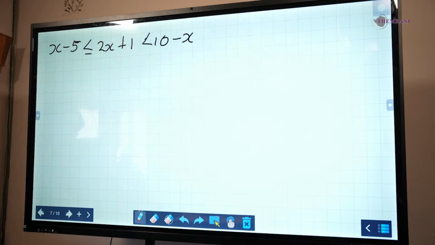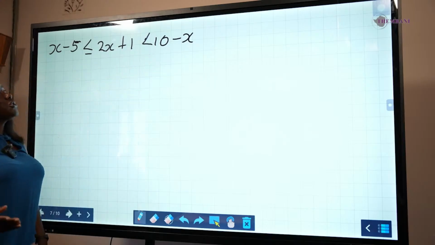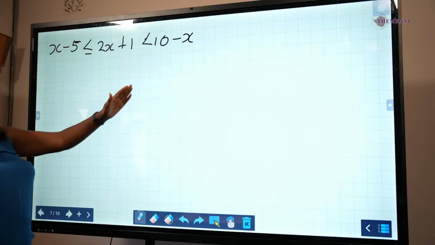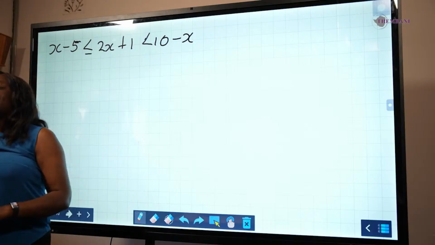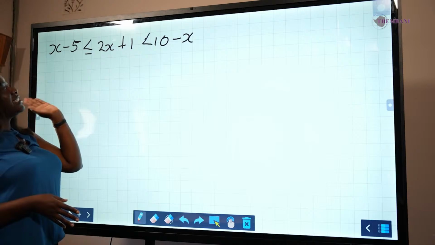We have this again, our simultaneous inequality, where we have 5x minus 5 is less than or equal to 2x plus 1, which is less than 10 minus x. As you can see, we have two inequality signs. We have this inequality sign and we have this inequality sign, and they are both in the same statement. What did I say we do? Do you still remember? Well, I said we close off the inequality sign.